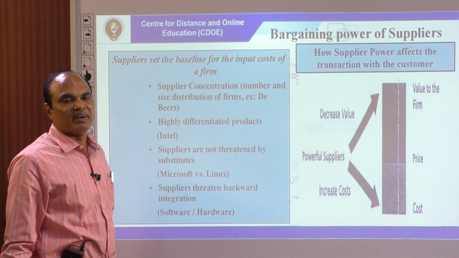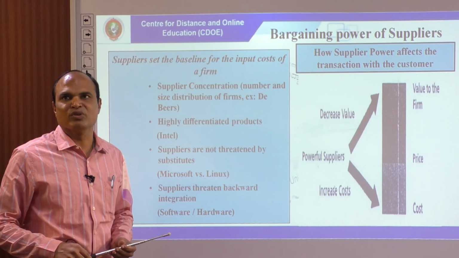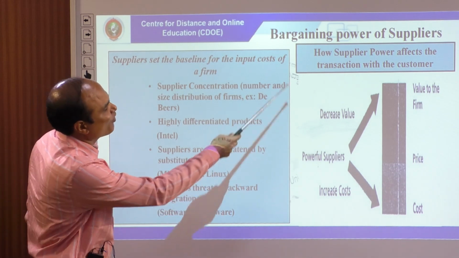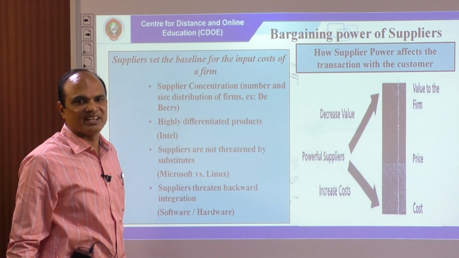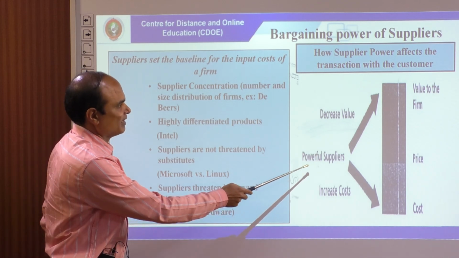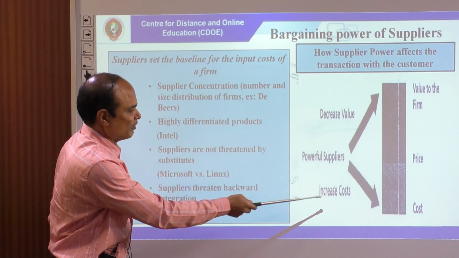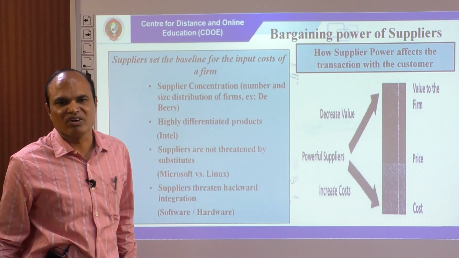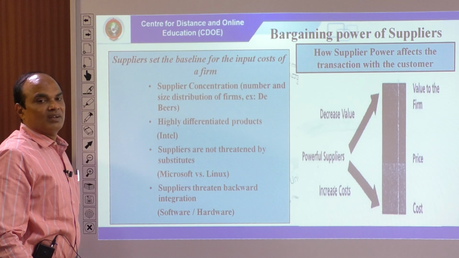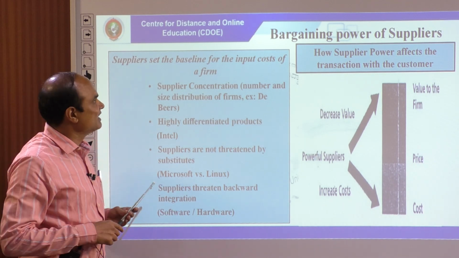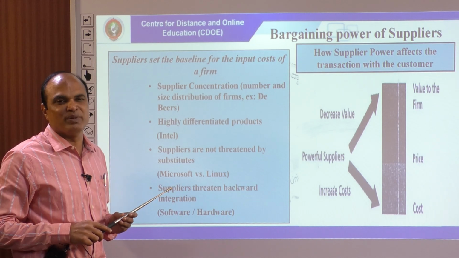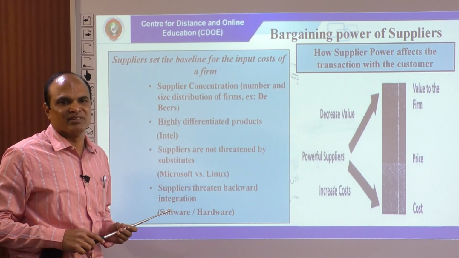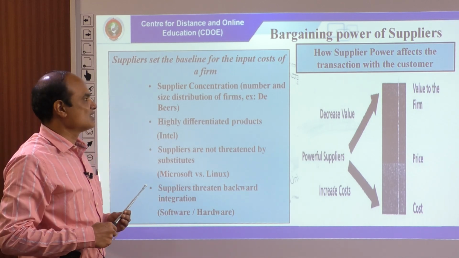Then the last factor or force in the 5 forces is the bargaining power of suppliers. So, this is how supplier power affects the transaction with the customer. Powerful suppliers decrease the value the firm enjoys, and in some cases they increase cost if they have the cost advantage. Suppliers in this force set the baseline for the input cost of a firm. For example, supplier concentration, the first one is number and size distribution of firms.